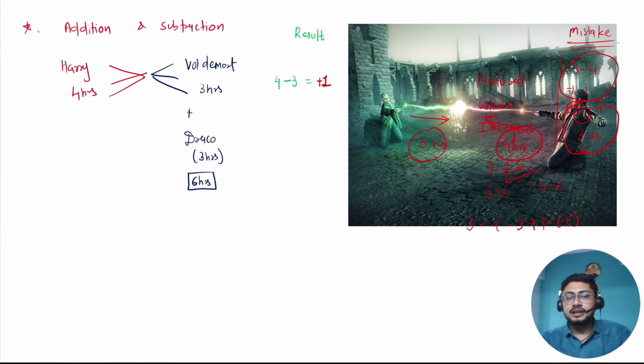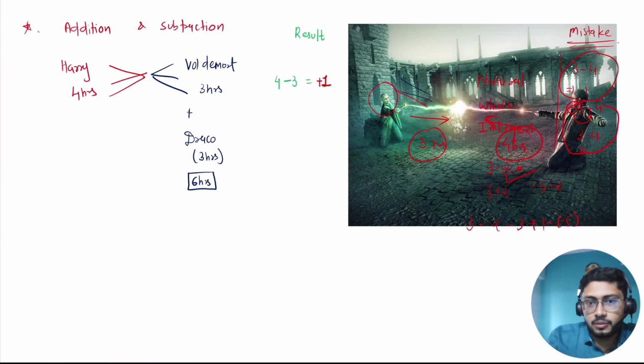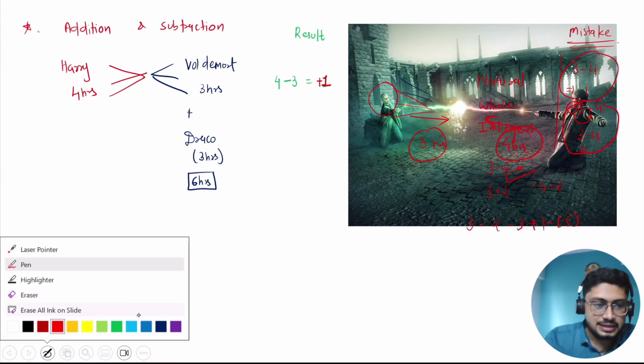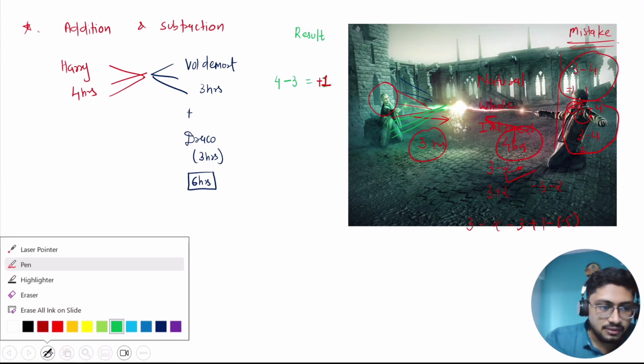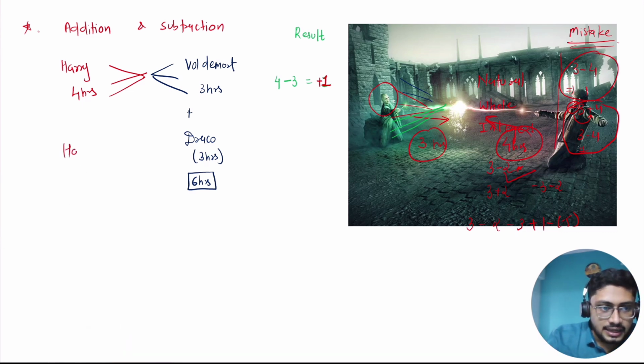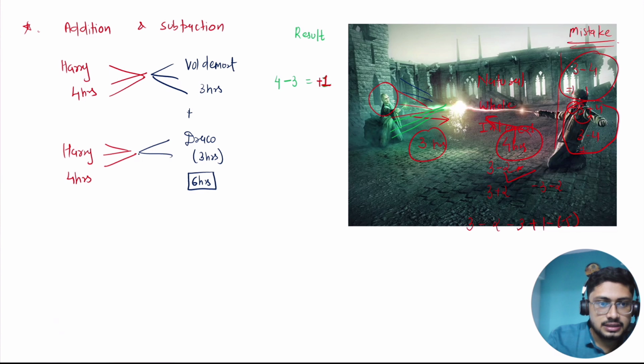Sir, both in negative. अब जो भी person आएगा, that person will fight from the Voldemort side. So both are having the same power, and both are going to play against Harry Potter. So that's why they are having 6 hours, and then Harry remains Harry with 4 hours. Now what happened? This is 4 hours and this is 6 hours.